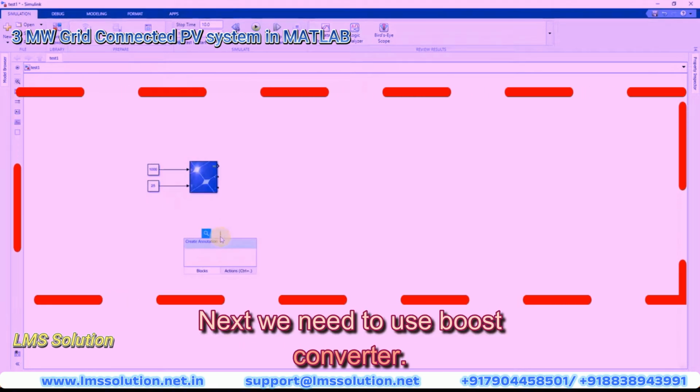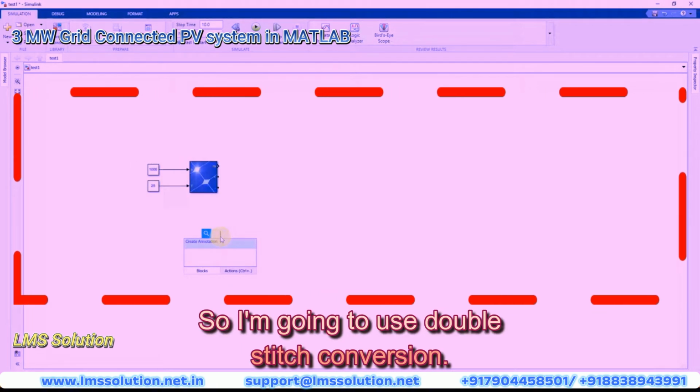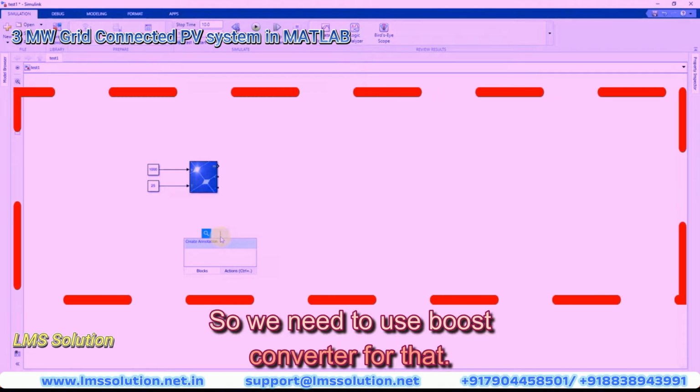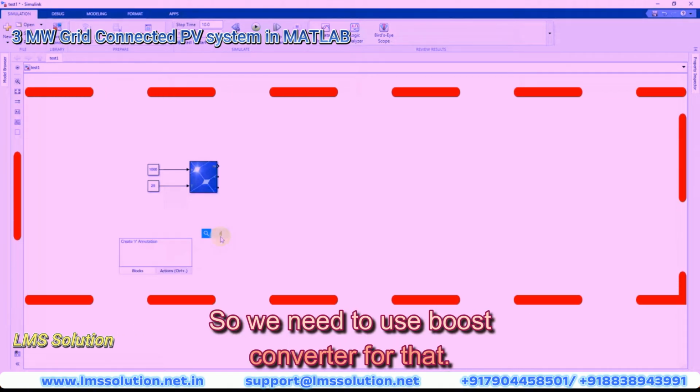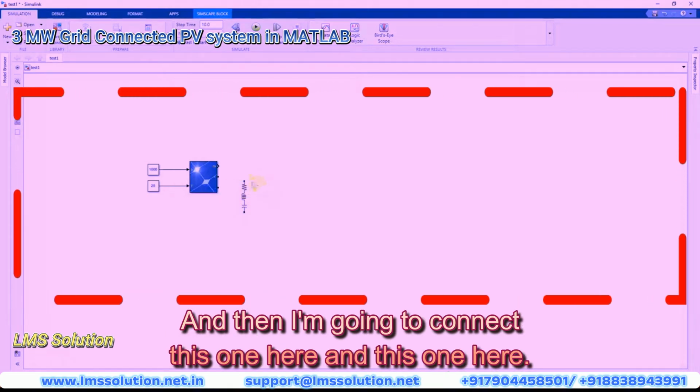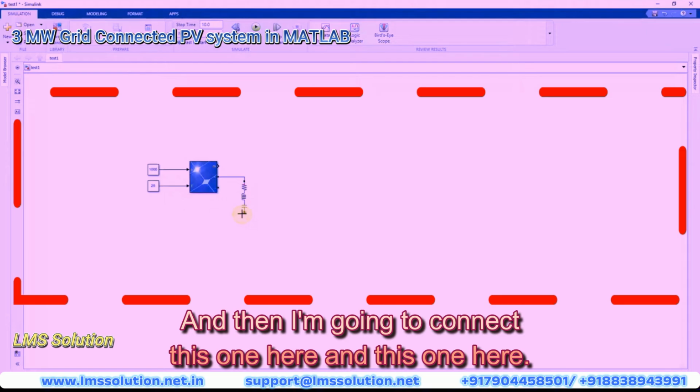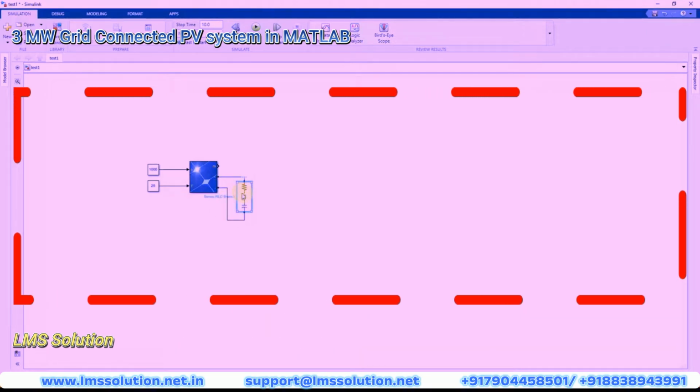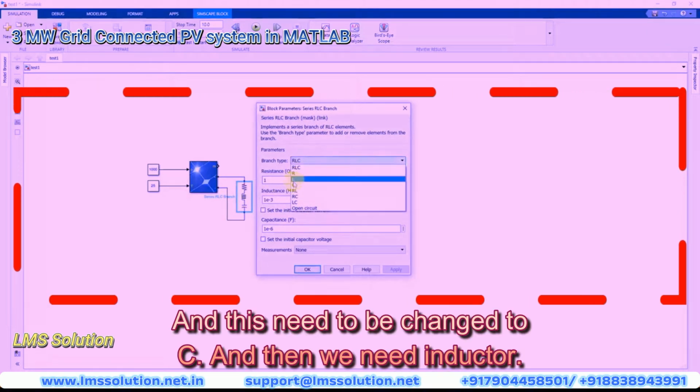Next we need to use a boost converter. So I'm going to use double stage conversion. Okay, so we need to use boost converters. For that I'm going to use an RLC series branch, and then I'm going to connect this one here and this one here, and this needs to be changed to C.